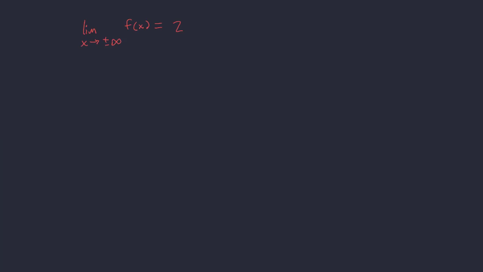So while at first it may have looked like, before we zoomed out, that we had no horizontal asymptotes, it turns out that the horizontal asymptote for this function is y equals 2. And that matches on both sides.